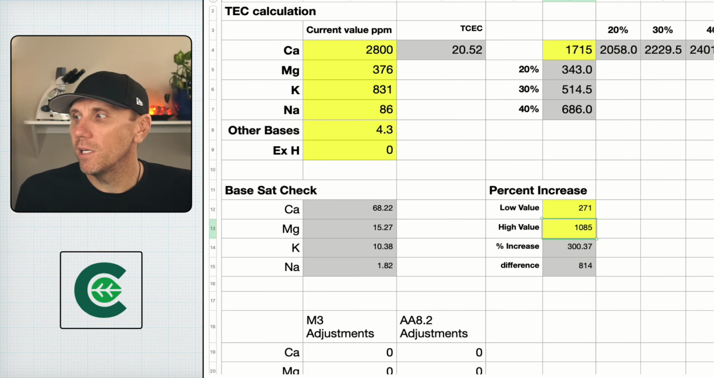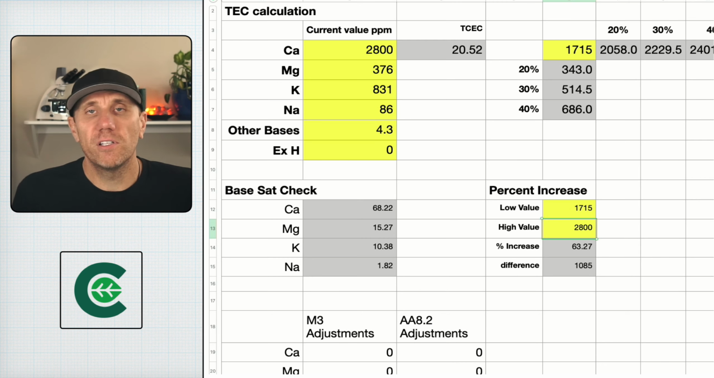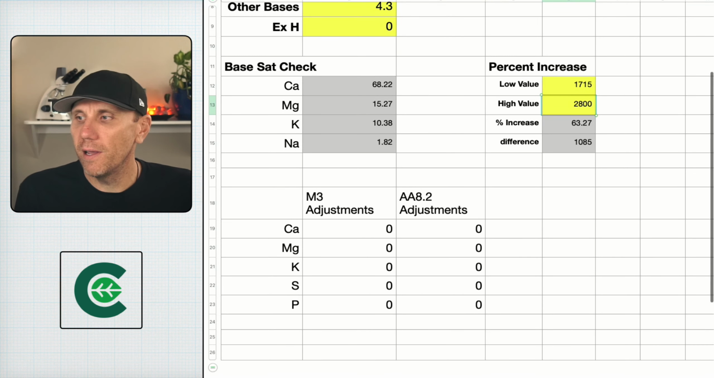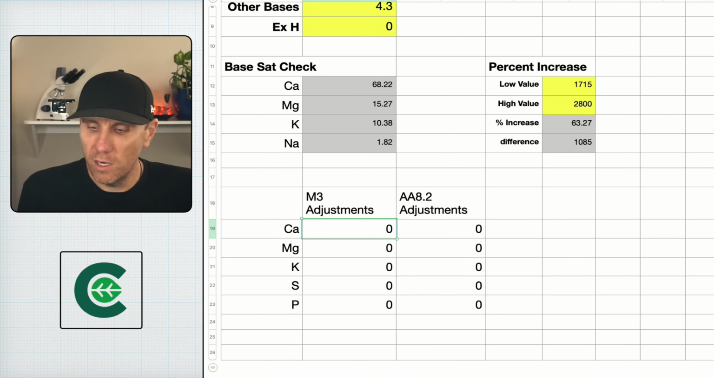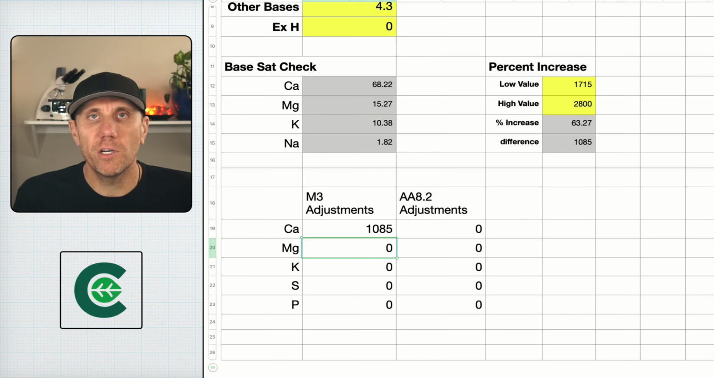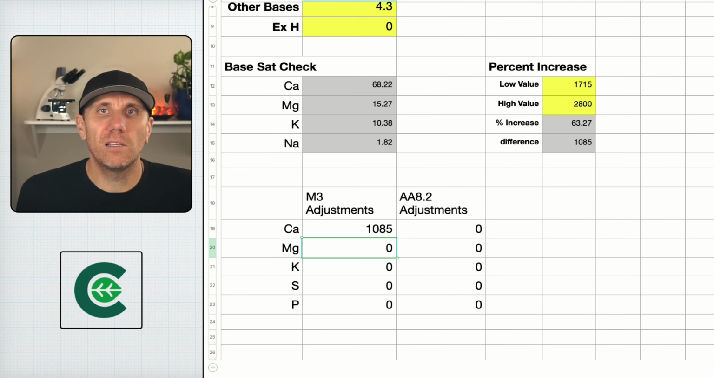So now we're going to go to our percentage increase calculator, and we're going to put 2800 for the high value, and we're going to put 1715 for the low value. And we end up with a difference of 1085. And so what I do is I come down to this guy right here, and we're going to increase calcium by 1085. Because magnesium and potassium are already too high from a base saturation consideration, and because there's plenty of soluble magnesium and potassium on the saturated paste test, we're going to leave magnesium and potassium alone, and we're going to move on to sulfur.